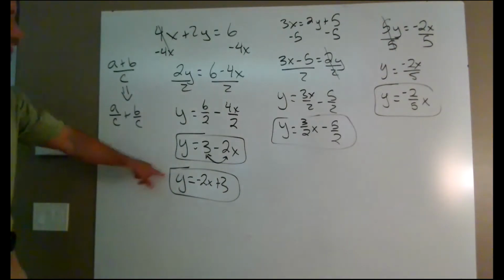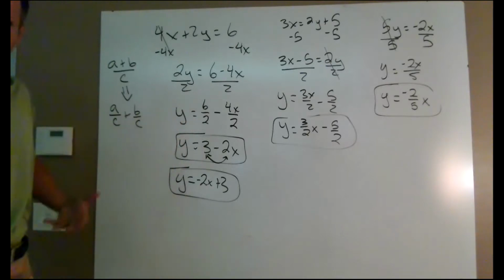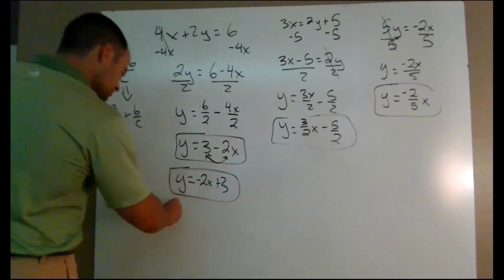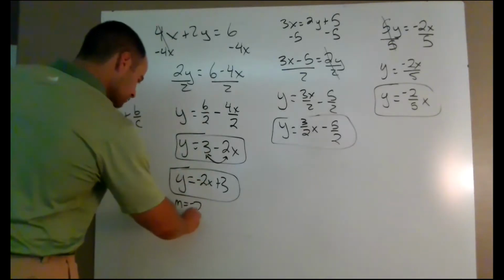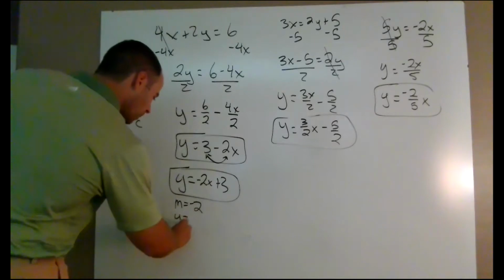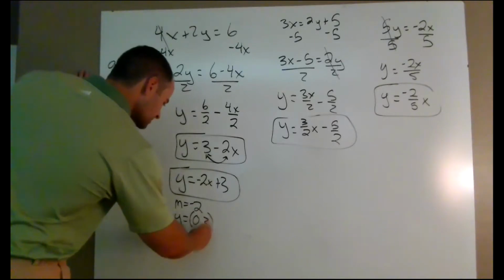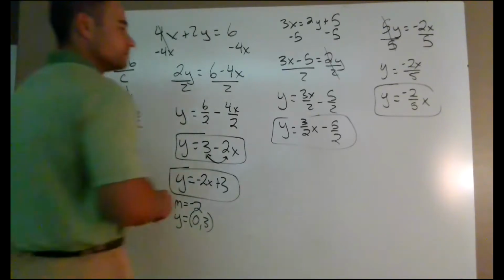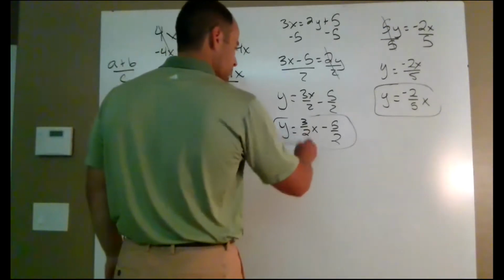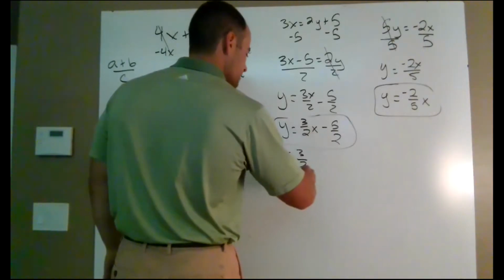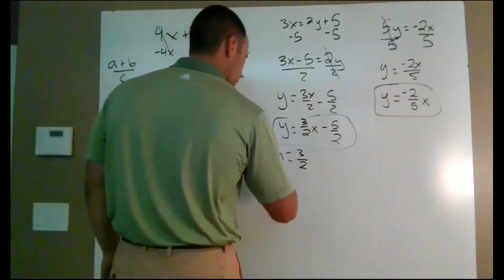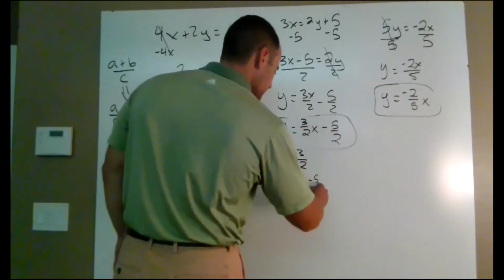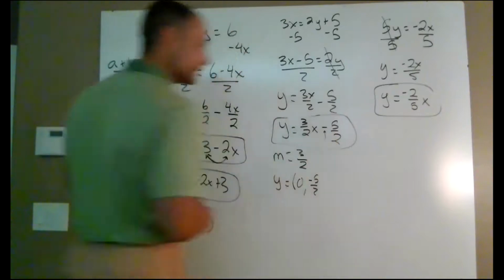Now, let's go back and take a look at each one and identify the slope and the y-intercept. y is equal to negative 2x plus 3. m equals negative 2. My y-intercept is at the point (0, 3). Easy peasy. For the next one, the slope, the number attached with the x, is 3/2. And my y-intercept will be at the point (0, negative 5/2), because that is a minus sign.